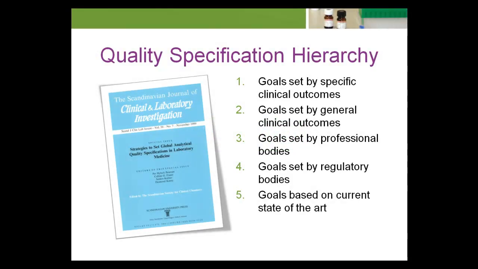This is the general hierarchy. You can see that quality specifications specific to clinical outcomes are at the top of the hierarchy, and goals derived from current state-of-the-art are at the bottom. This does not mean that goals based on the current state-of-the-art have no value. It's just that the other types of goals have more value. Let's look at the 5 parts of the hierarchy in more detail.